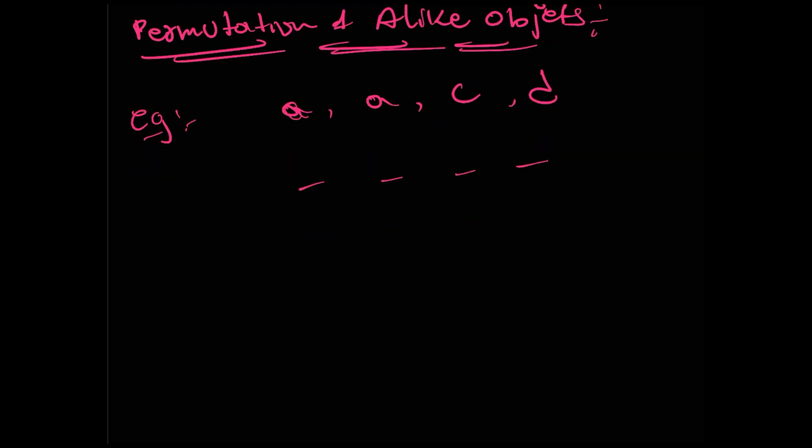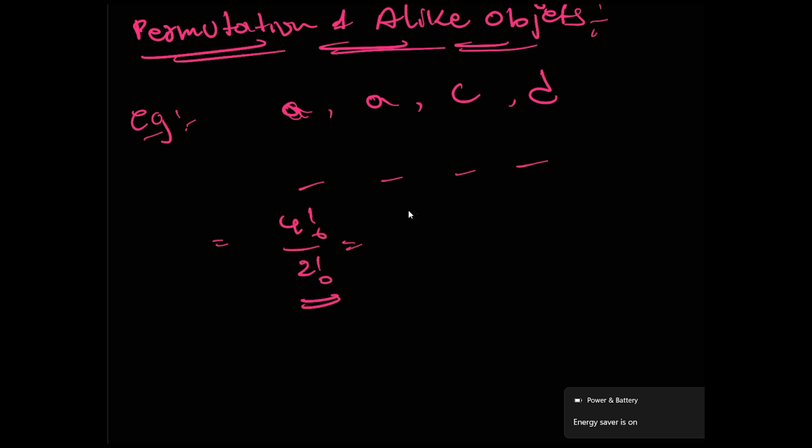So the number of ways will be different, since see, A, C, D and again A, C, D, we will count them as 2. So for the permutation of objects like these, we will get the number of ways as 4 factorial by 2 factorial. That is the total number of ways by the number of alike objects factorial.